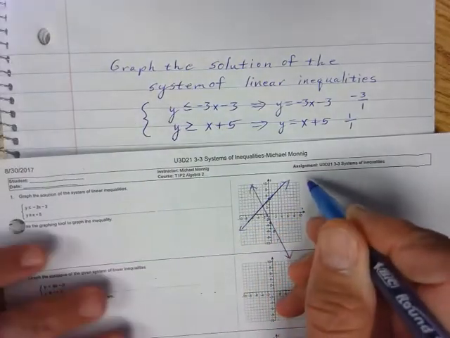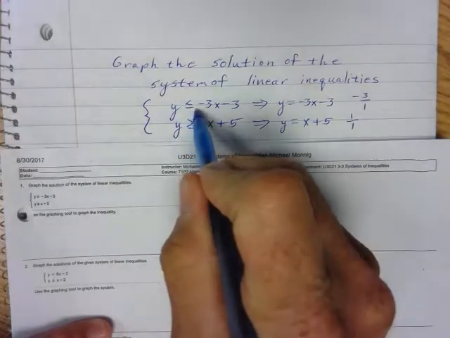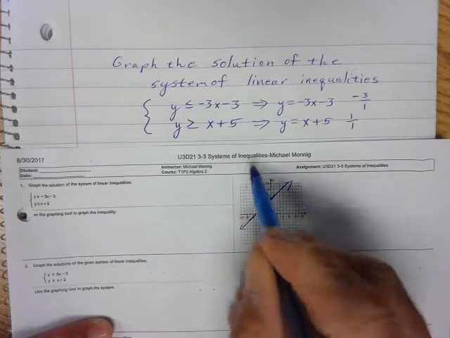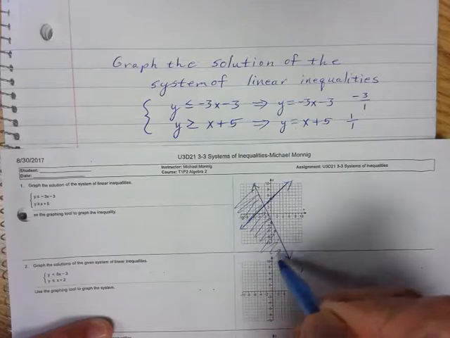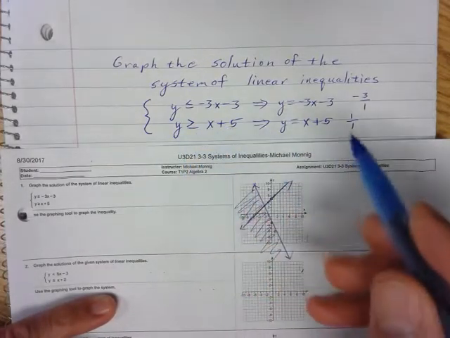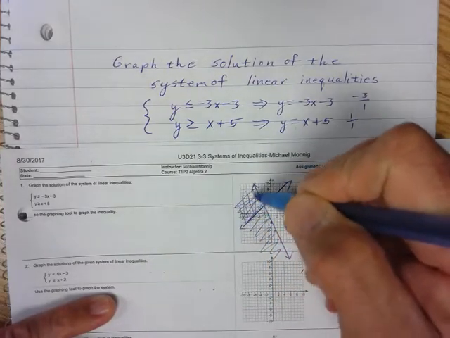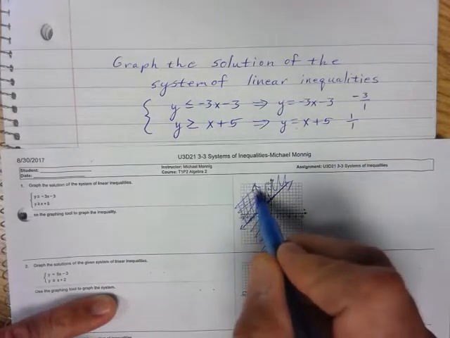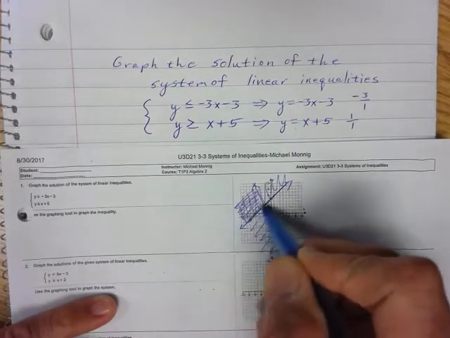Now, we want to go back to the inequalities that we're graphing. y is less than or equal to negative 3x minus 3. This is the negative 3x minus 3 line, and all the points less than that line are all these points here. Then, y is greater than or equal to x plus 5, so that's the x plus 5 line. So it's all the points greater than here. So the solution is all the points that satisfy both, which is this double shaded in area.